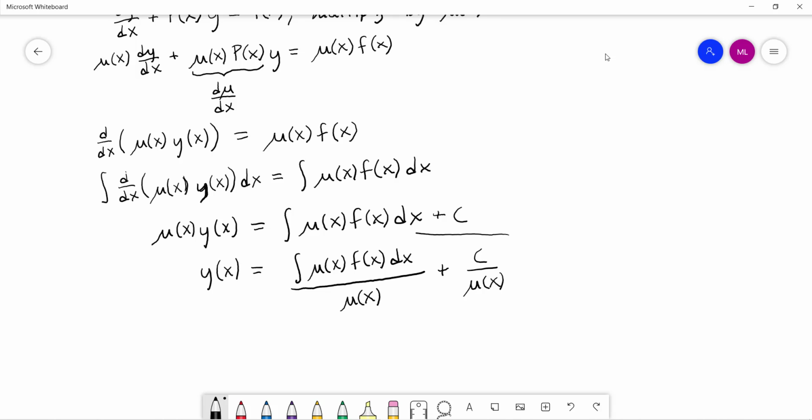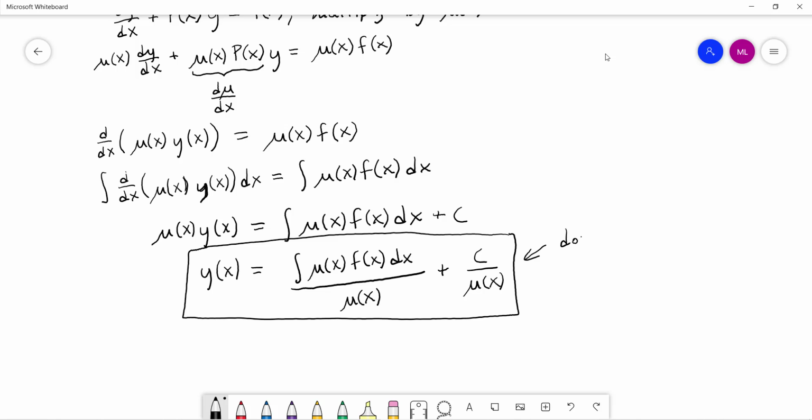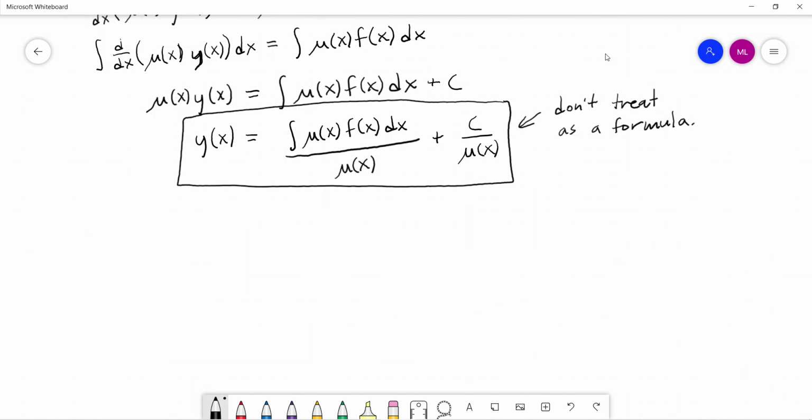So we get this, essentially you can think of it as a formula, but don't treat this as a formula. What we're going to do instead is actually go through the process every single time we do one of these problems, and it will make a lot more sense, I think. So let's do an example, because this all probably still seems very, very abstract, to say the least. Let's see this thing in action, because it's really not that bad.